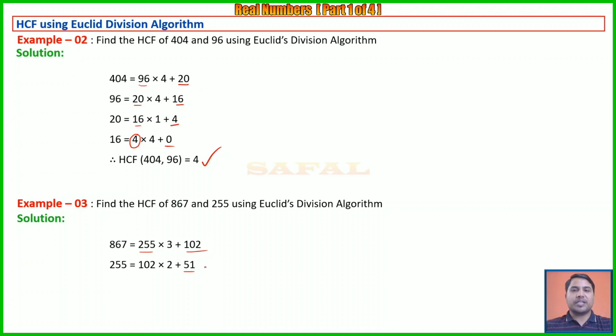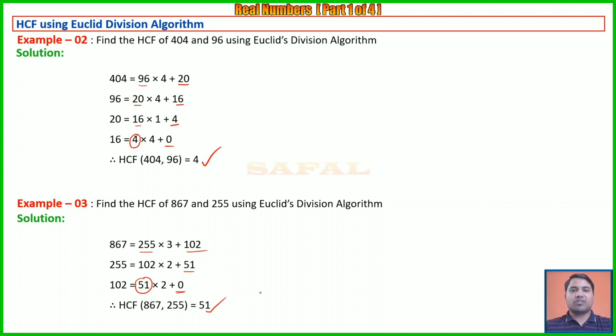So again my remainder is not 0. So I need to apply on 102 and 51. So there I can see that 51 into 2 is basically 102. And here remainder is becoming 0. So whatever my divisor is there at this stage, which is 51 in this case, that is only going to be my HCF. So HCF of 867 and 255 is what? 51. So it's very simple.